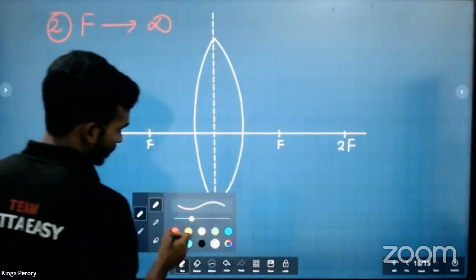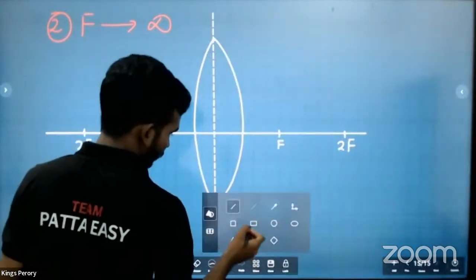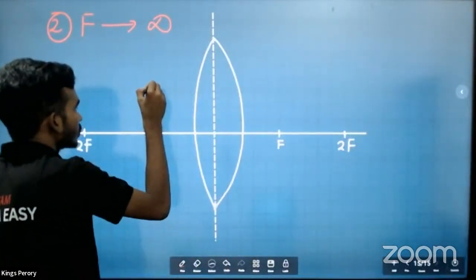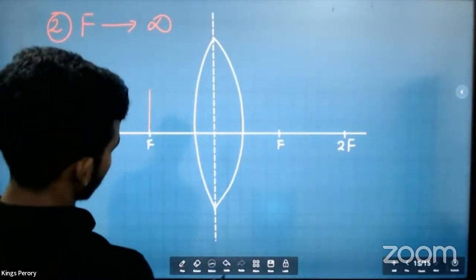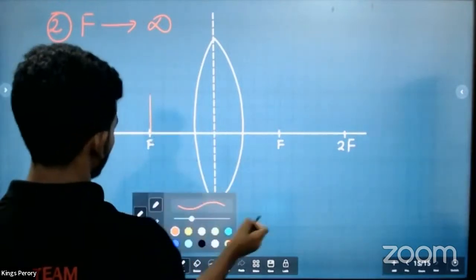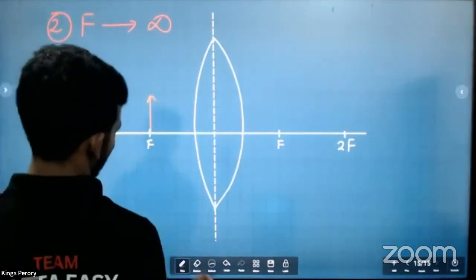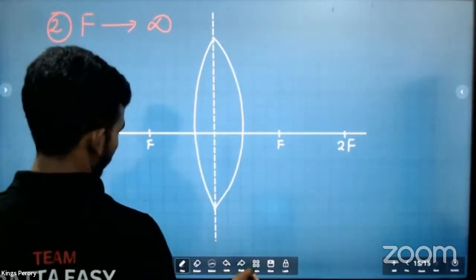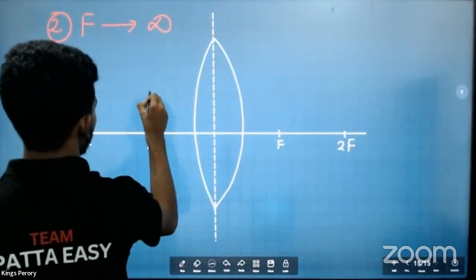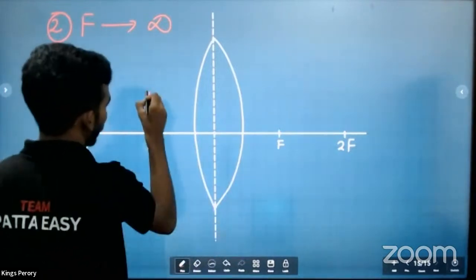Keep the object now exactly at F. There you go. Correct? We'll drag it a little bit to the top. Object at F.